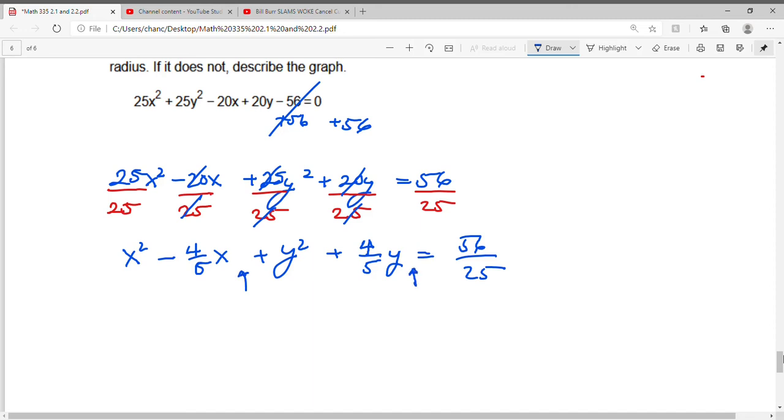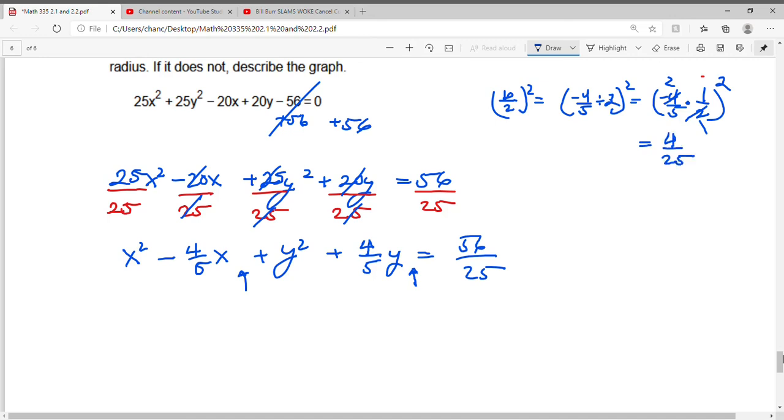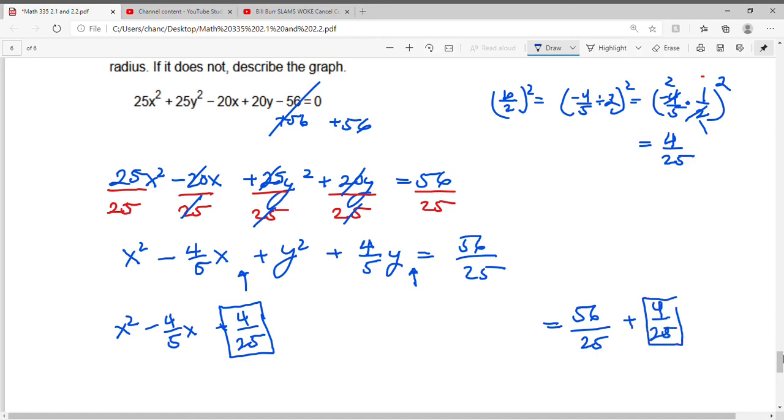Now we need to figure out what we need to add here and here in order to complete the square. We'll use the formula (b divided by 2) squared. We have to take negative 4/5 divided by 2 and then square. This is equivalent to negative 4/5 times 1/2. The 2 reduces with the 4, and we have (−2/5) squared, which is 4/25. That means I need to add 4/25 on the left, and as a consequence we have to add 4/25 on the right.